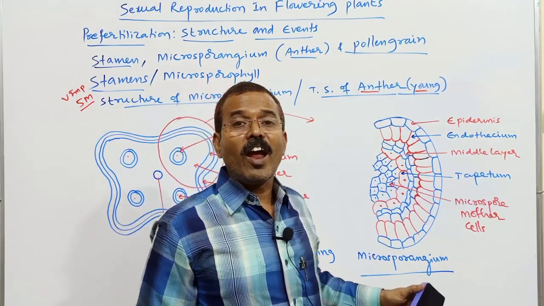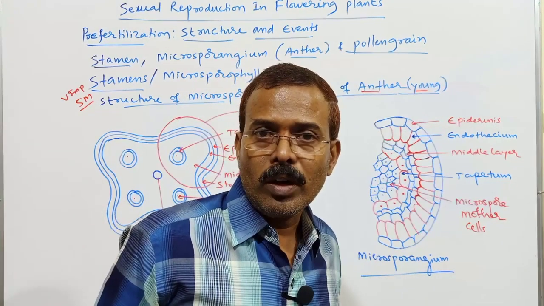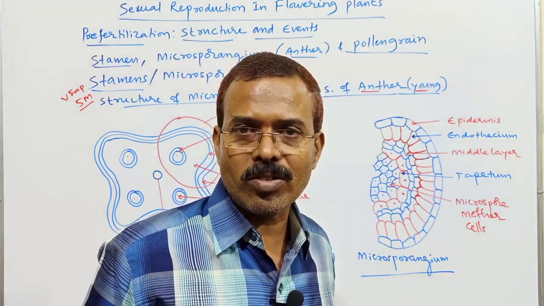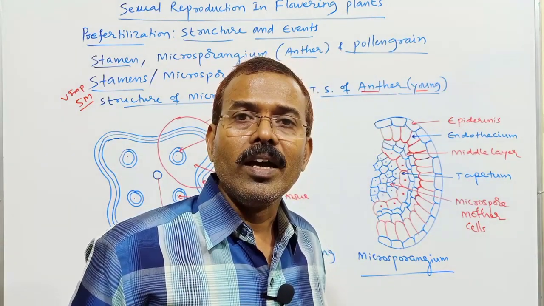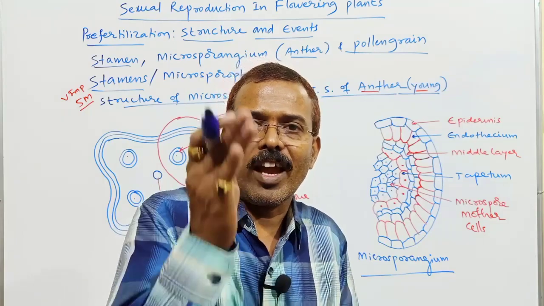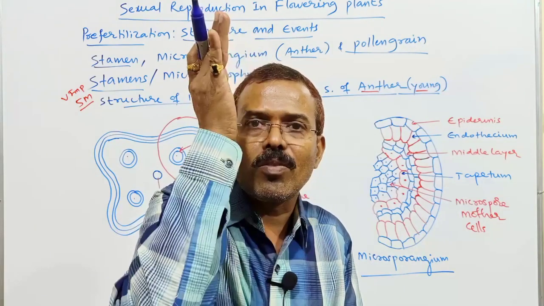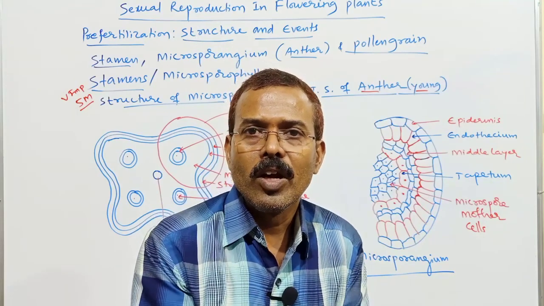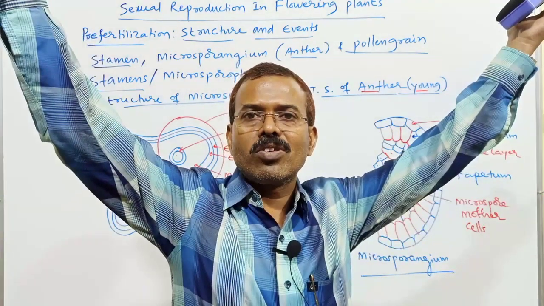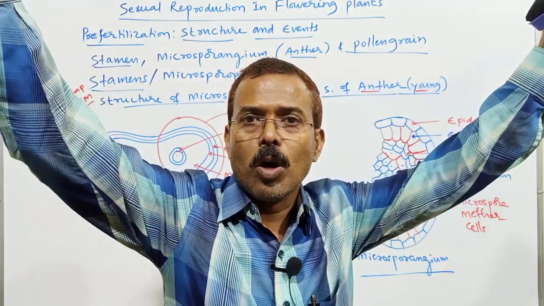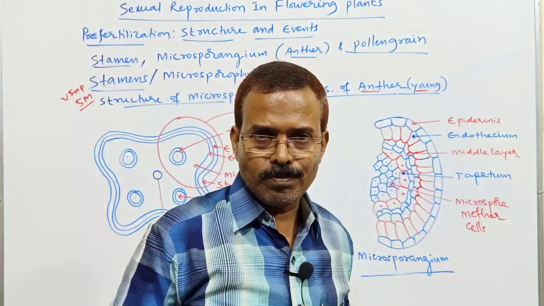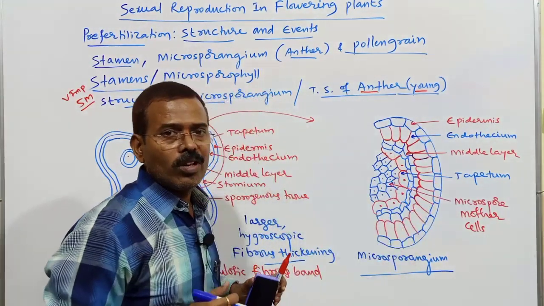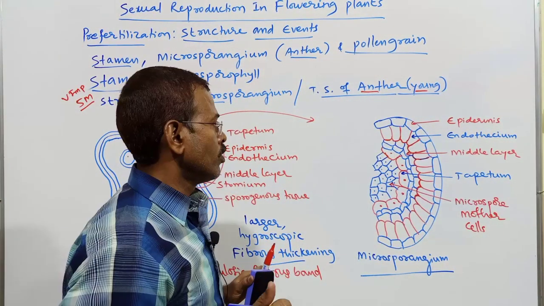When the anther matures, the hygroscopic nature of the endothecial cells will be lost. These endothecial cells help in dehiscence of the anther, the breaking down of the anther on maturity, to burst and release the microspores or pollen grains, whatever you call them. So this is about the endothecial layer, the endothecium.